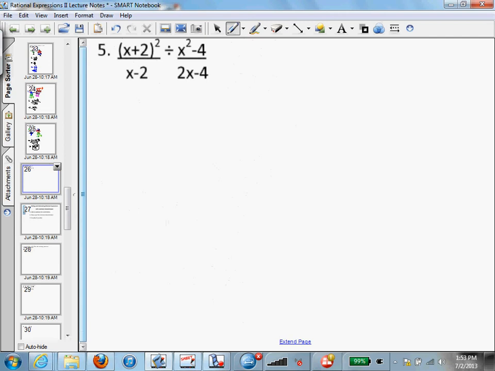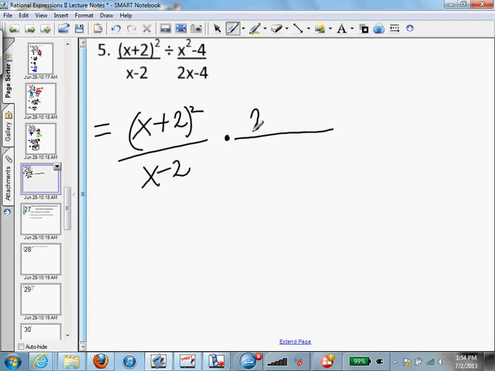And looking at number 5 here, our last example for this problem, we have the quantity x plus 2 squared over x minus 2 divided by x squared minus 4 all over 2x minus 4. So, first step, let's rewrite the first fraction. Let's replace that division symbol with multiplication and then just take the reciprocal of the second fraction. So we have, for the second part, 2x minus 4 over x squared minus 4.